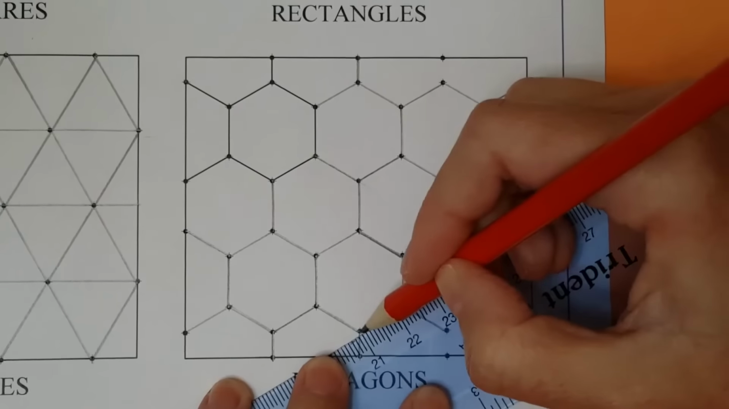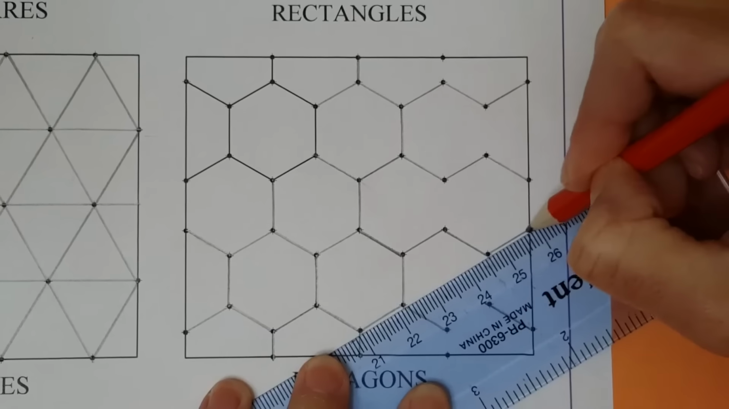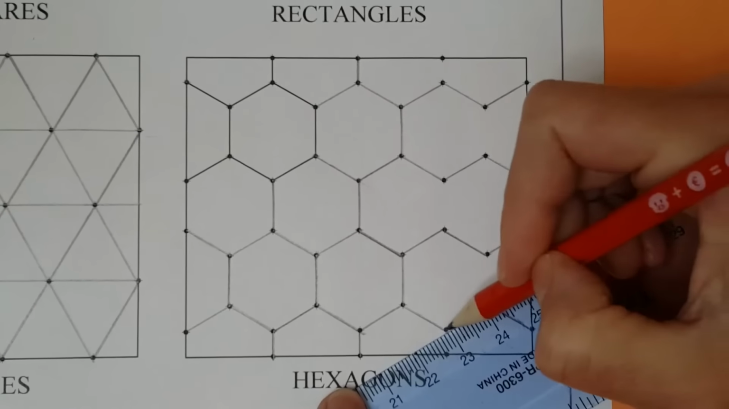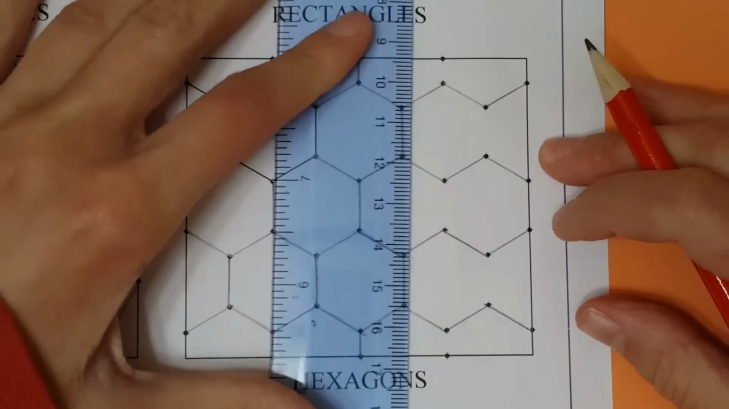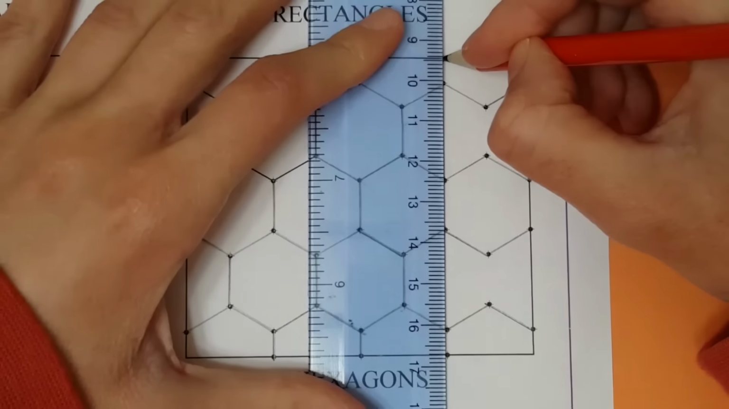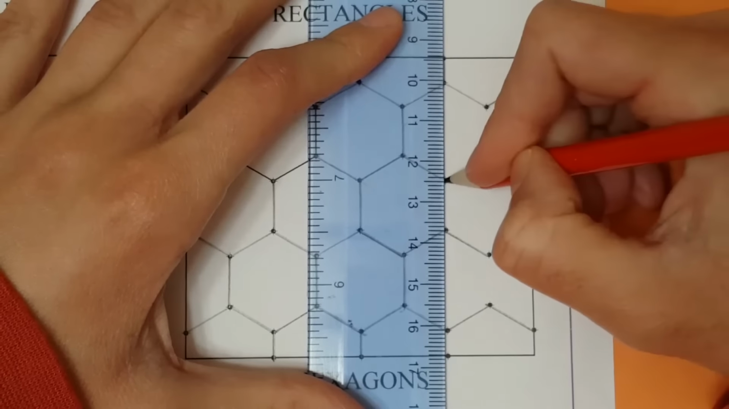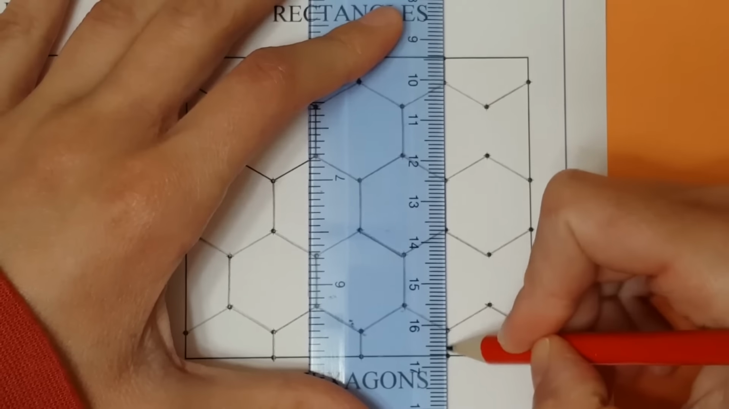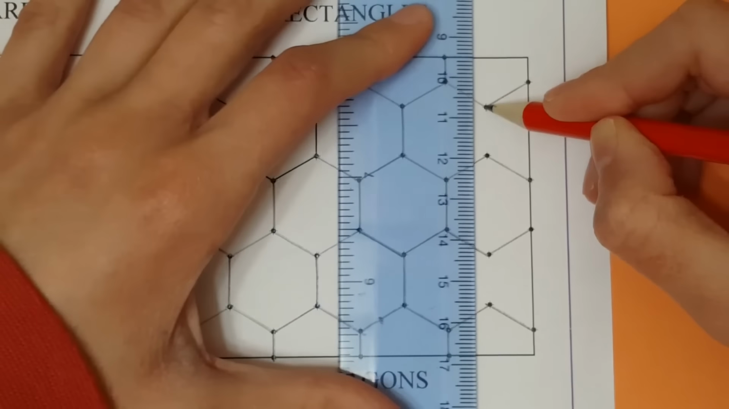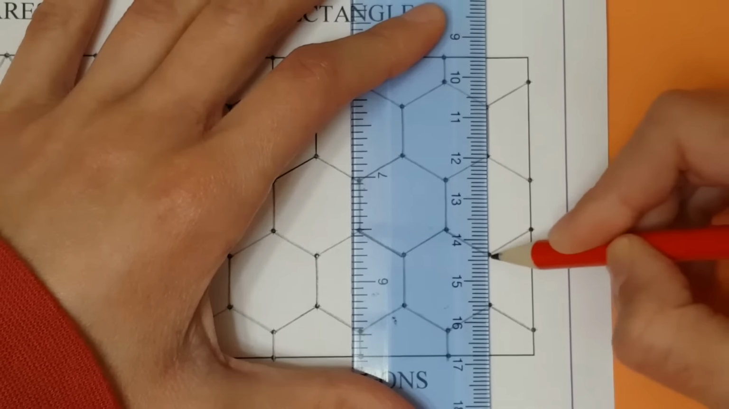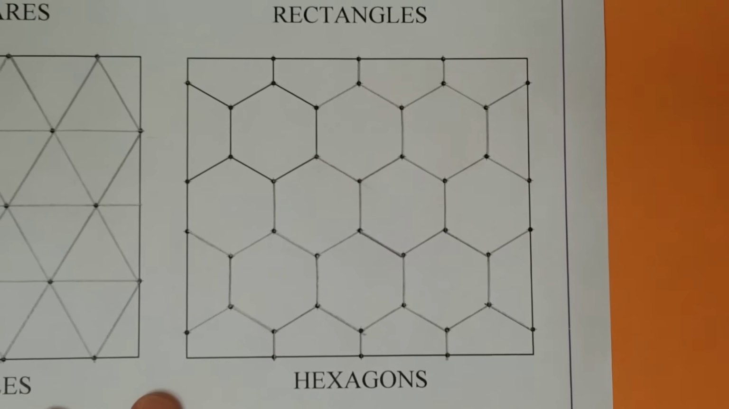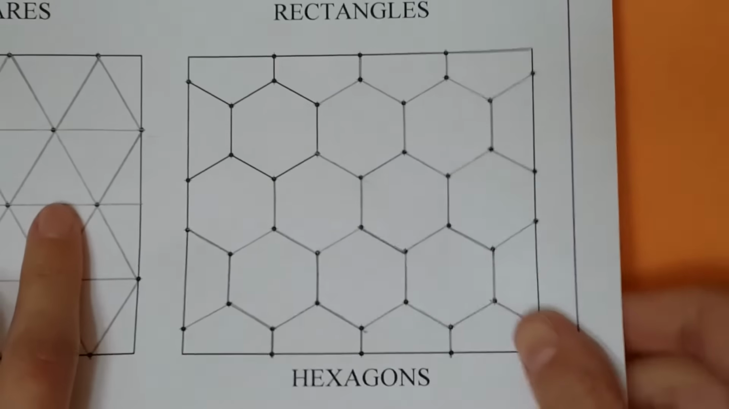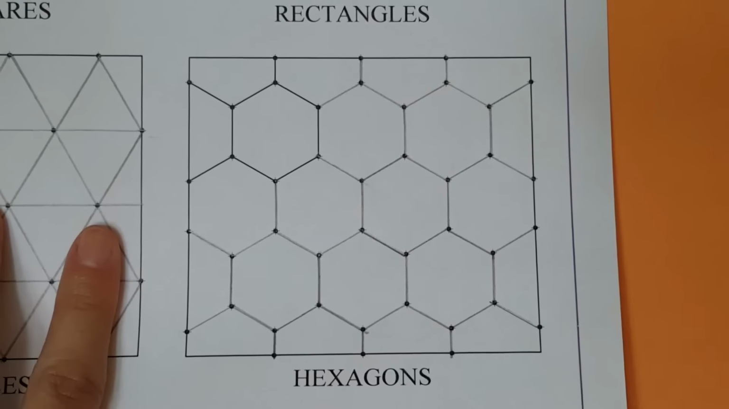Now let's draw those missing 3 lines going from left to right upwards. And again, let's continue with the vertical lines. And there you have it, the hexagon tessellation is finished. Now let's move on to the other one.